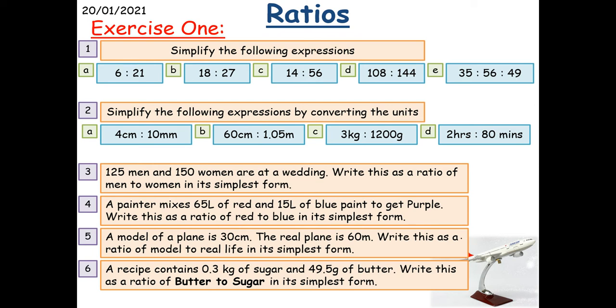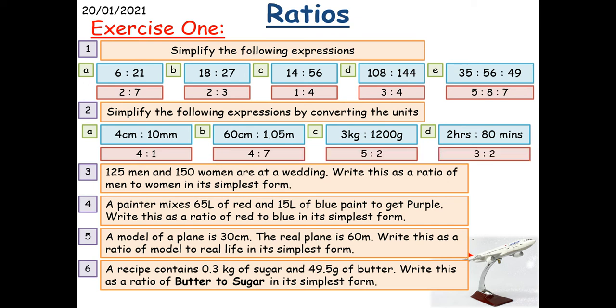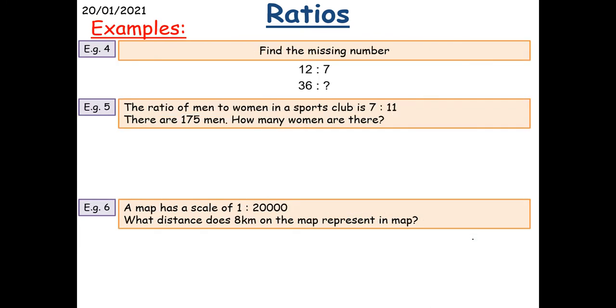Right, so let's have a look at those answers. For question 1a, it was simplified 2 to 7, so you could divide both sides by 3. Next one, 2 to 3. Next one, 1 to 4, 3 to 4, 5 to 8 to 7. And then question 2, we had to convert our units first, so we would end up with 4 to 1, 4 to 7, 5 to 2, 3 to 2. Question 3 was for these two. Question 4, 13 to 3. Question 5, 1 to 200. And question 6, 200 to 33.